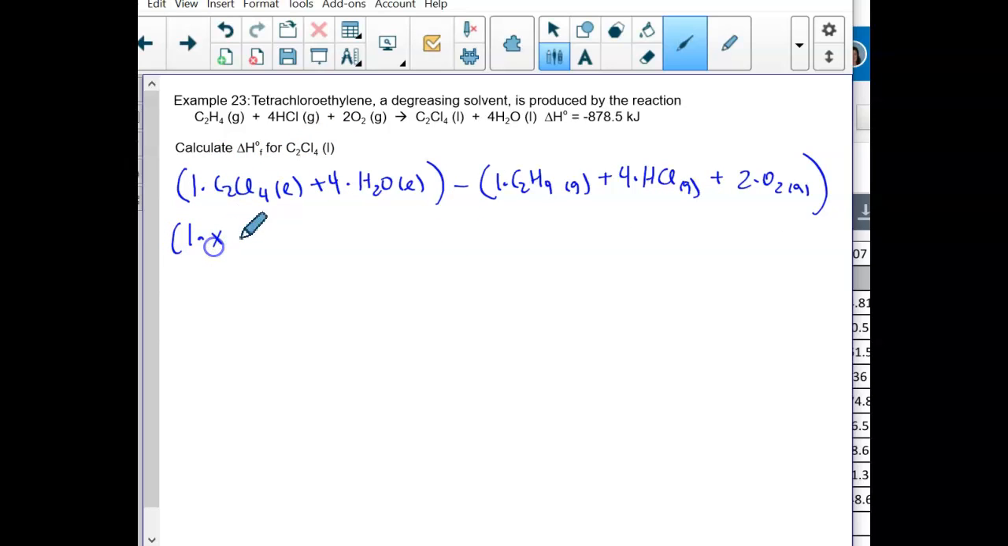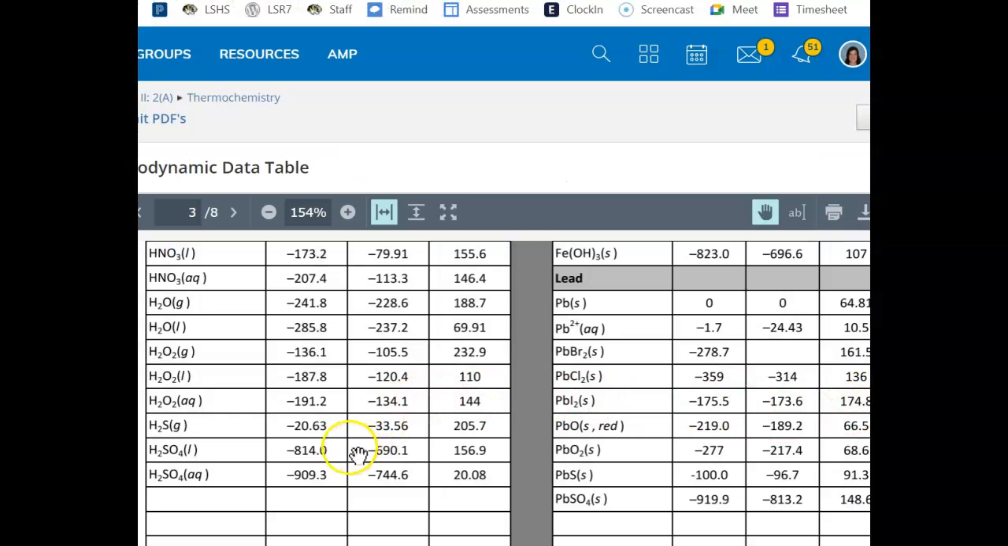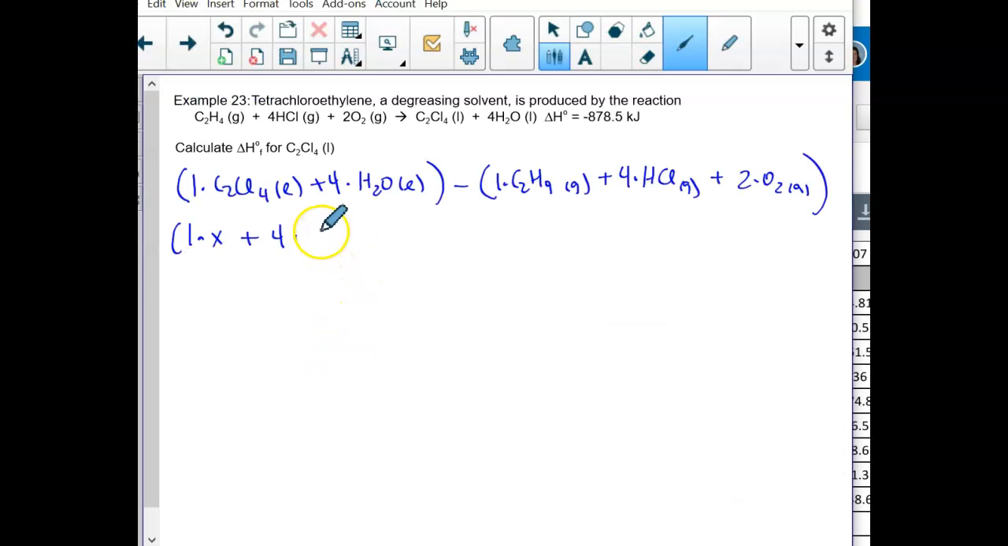So 1 times X plus 4 times liquid water. So go find liquid water. By the way, water is the one that often gets easily copied incorrectly. Every once in a while they throw a gaseous water at you and you have to use the 241.8. So just be really careful with water especially, because I see that as a common mistake, that you're grabbing the correct state of matter for water. In this case, 285.8.